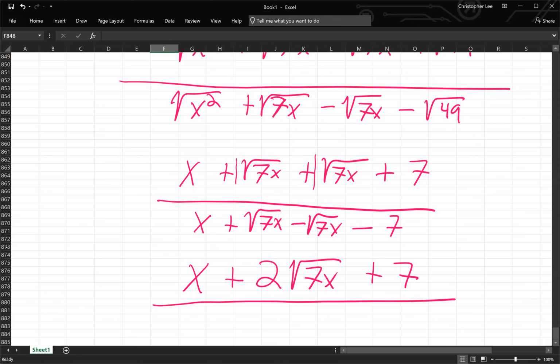It's all right. I was like that last week. Right? And then the bottom, we know this is positive square root 7x minus square root 7x, that cancels out. X minus 7. That's lit, right?